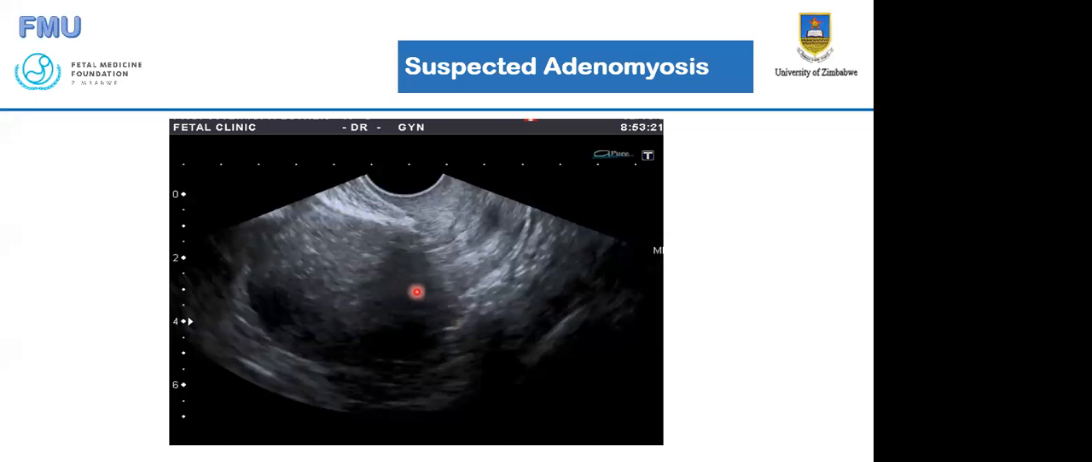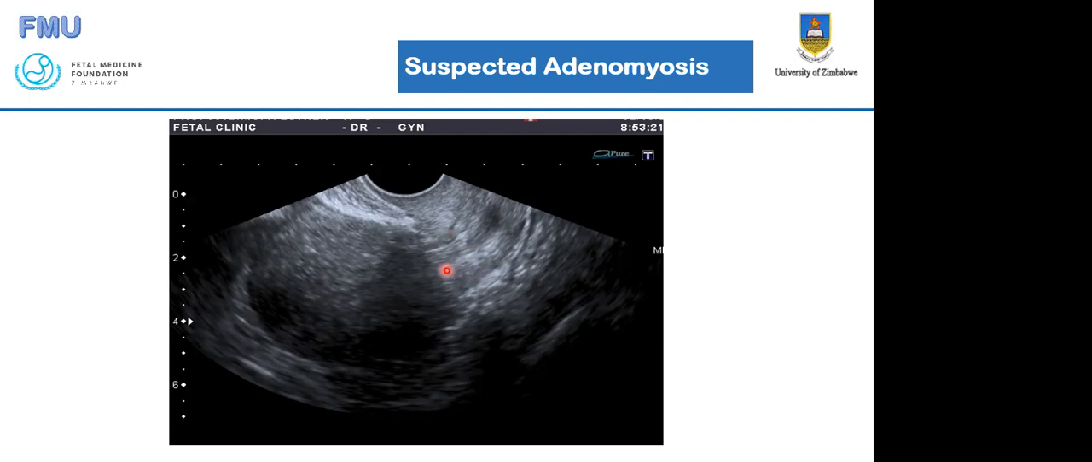This is because adenomyosis nowadays, you don't have to do surgery. You just give somebody a Mirena coil, which is put inside here, and they get better in terms of the symptoms. So adenomyosis, unless the woman is finished giving birth and they just want the uterus chopped, then that's fine.